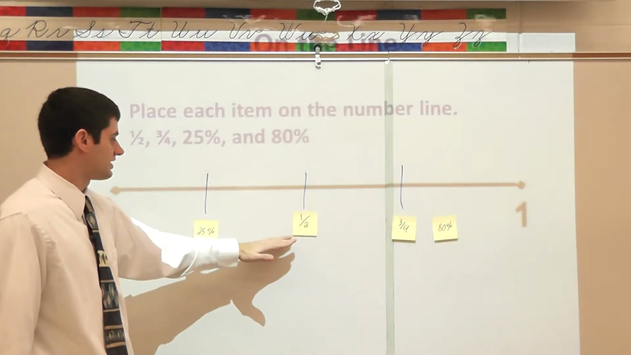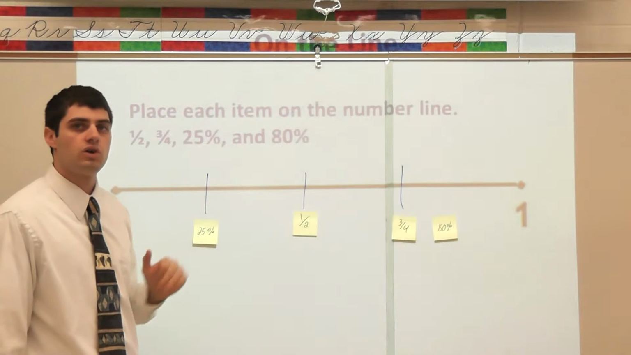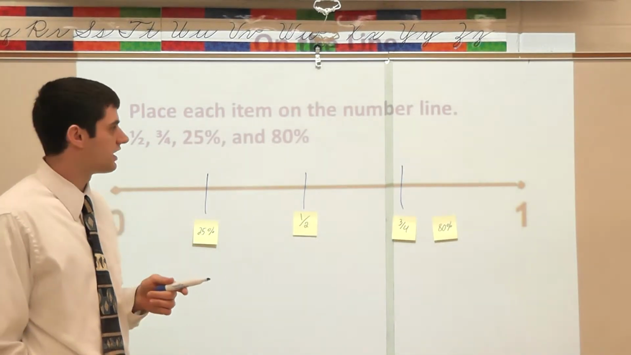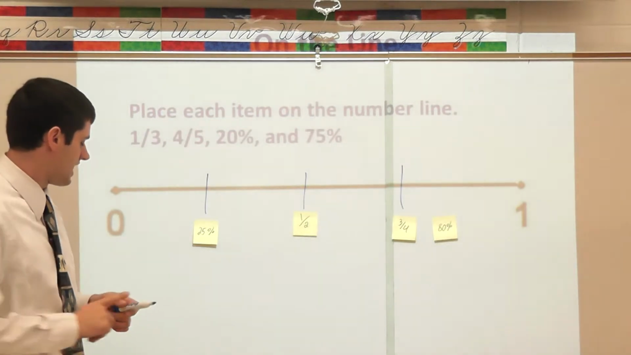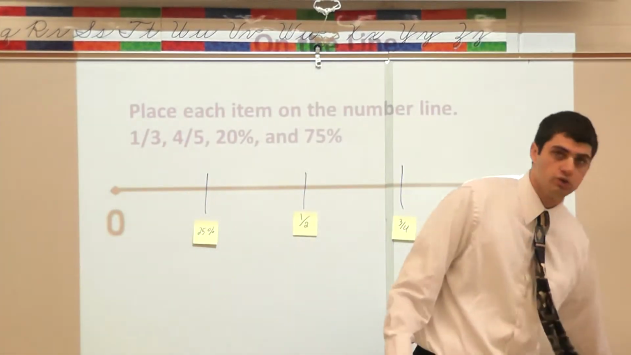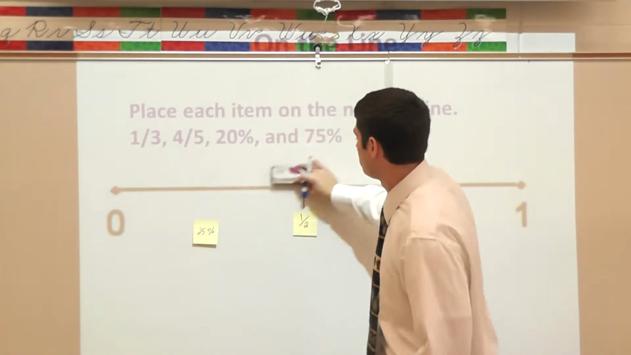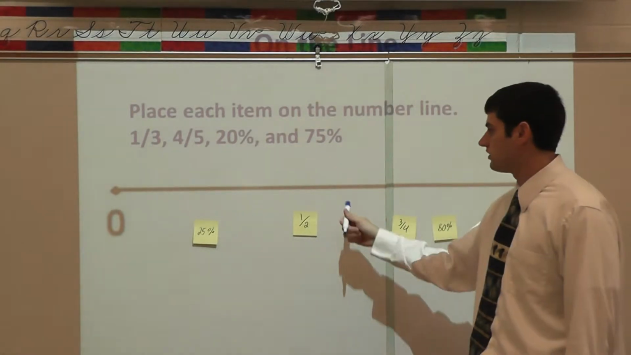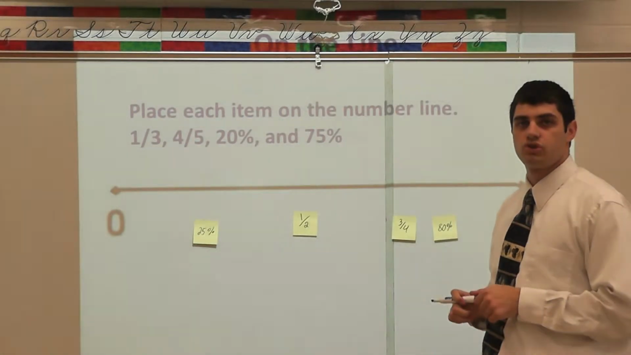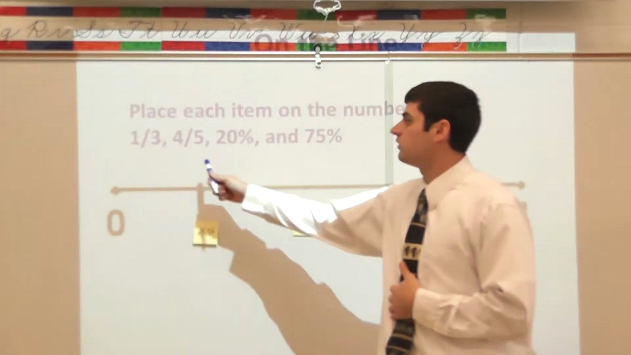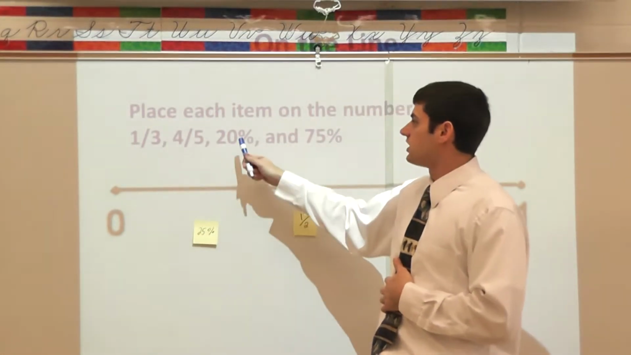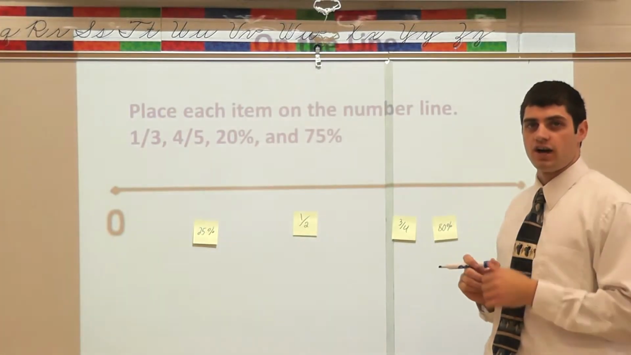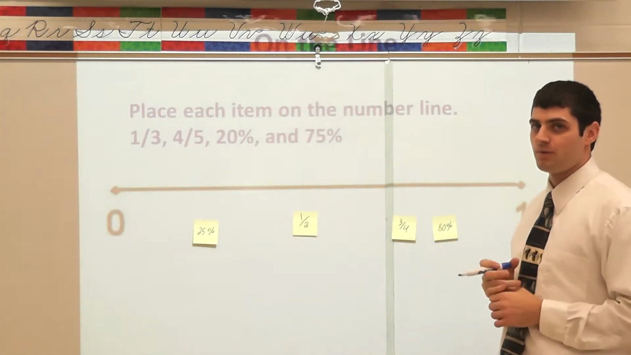And again, looking at percents and these fractions, it's all between 0 and 1. This next part is going to be a little bit different for you guys. At home, what I want you to do is on a separate sheet of paper, draw out a number line similar to the one that we have up here on the board and label it 0 to 1. You are then going to find where 1/3, 4/5, 20%, and 75% would go on that number line. Go ahead and pause this video, and then we'll be right back.